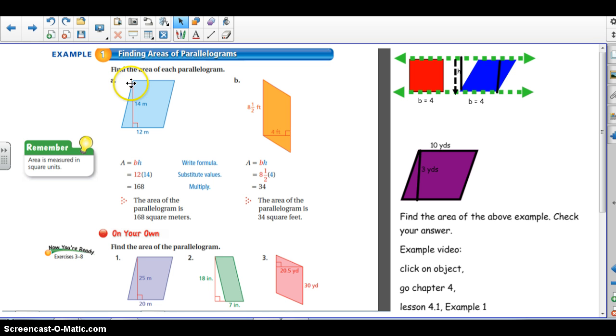Please remember that the height represents the distance between the two parallel bases, perpendicular to them. This is a base and this is a base. So the height is between those two pieces.